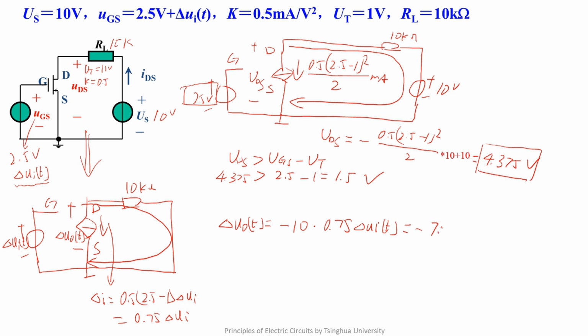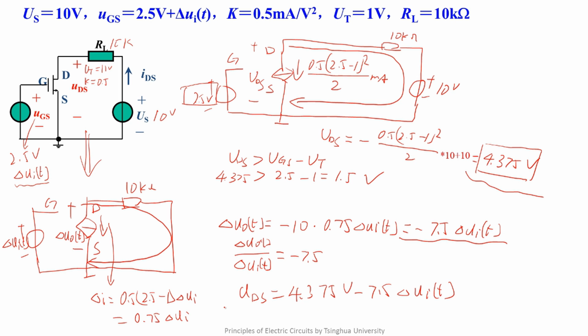This MOSFET amplifier amplifies the input signal with minus 7.5 times. That is to say, from the AC signal perspective, the ratio between the output and the input is minus 7.5. In order to complete the analysis for the whole circuit, now we need to write the DC part and the AC part together. We finish the small signal analysis of the amplifier circuit containing the MOSFET.